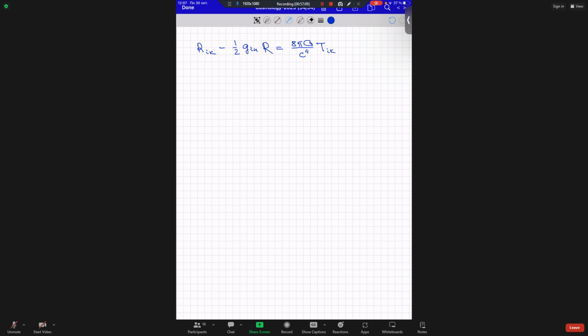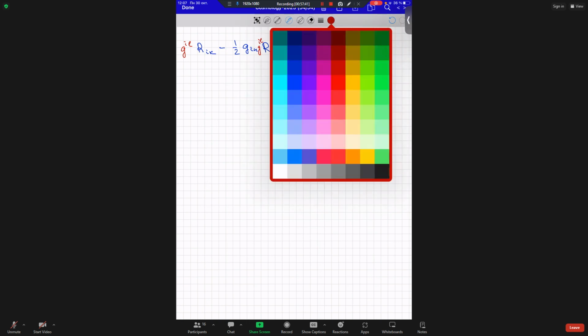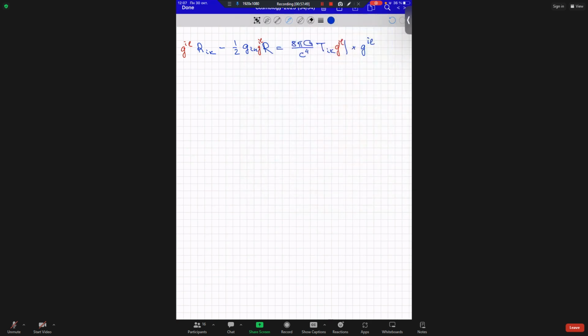Now I want to make a swapping, so it means that I will multiply the left and right parts by g^il. In this case, you can rewrite, but I will put it like this. So I will put just here g^il, g^il, g^il. Okay. So I make a swapping. So it means that I will have R^l_k minus 1 divided by 2 g.